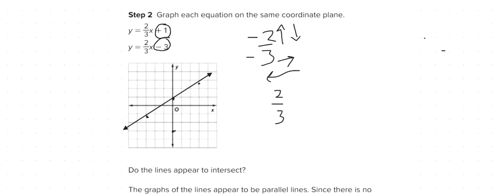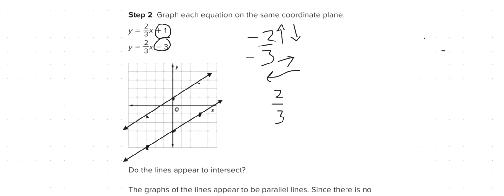1, 2, 3. If I want to go backwards, instead of going up 2, I'm going to go down 2, and then I go back 3, 1, 2, 3. Something like that. I'm going to draw my second line. So they will look something like this. If you see, they never touch, they never intersect.